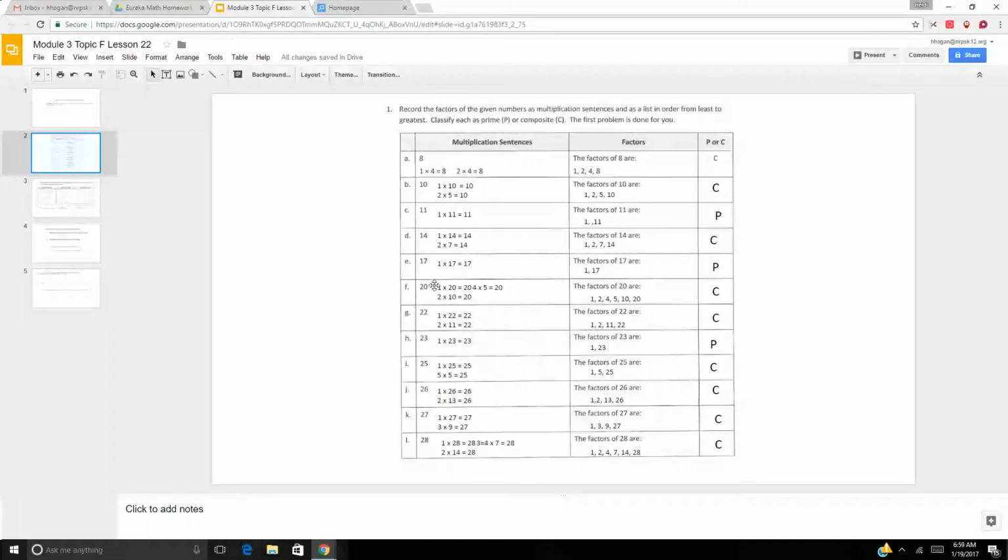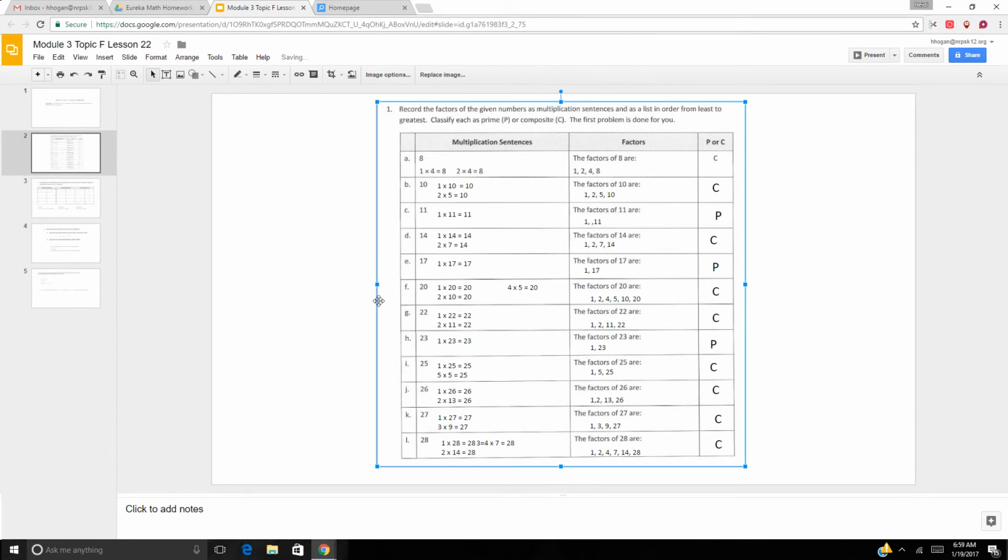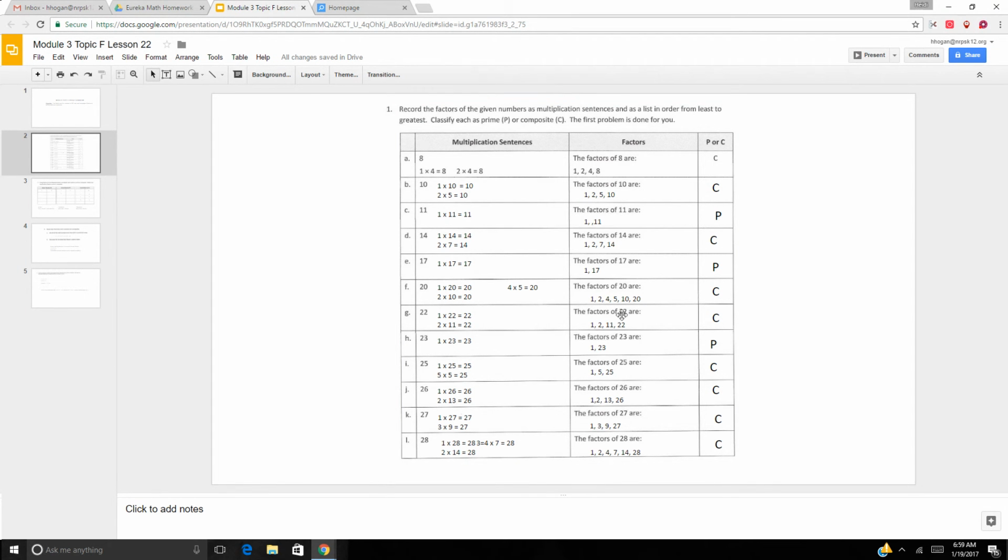For 20, 1 times 20 is 20. 2 times 10 is 20. How about 3? 4? 4 times 5 is 20. So the factors are 1, 2, 4, 5, 10, and 20. Sometimes there are factor rainbows. 1 times 20, 2 times 10, 4 times 5. That means it's composite because it has more than two factors. It does have 1 and itself as a factor, but there are other factors as well. So that means it's composite.